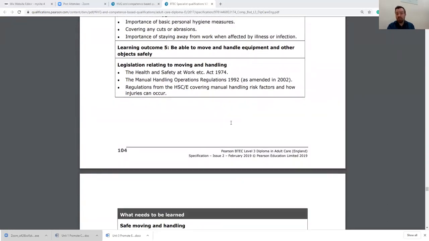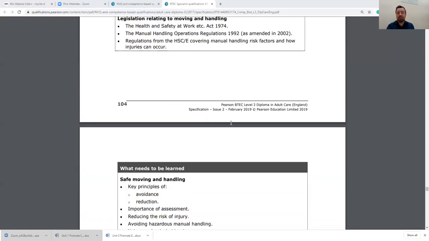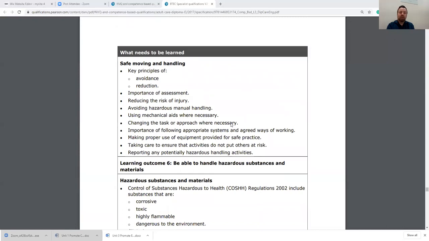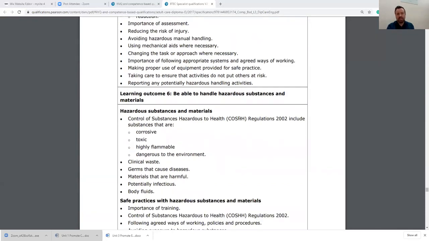Learning outcome 5 was about moving and handling equipment. So again, we talked about some of the basic regulations there, which was the Manual Handling Operations. We talked about the fact that you would have done your 3 online videos, practical assessment and theory. We talked about the importance of ergonomics, and we talked about trying to do the task in the least amount of moves. So really planning and thinking about our moving and handling tasks before we need to do them.